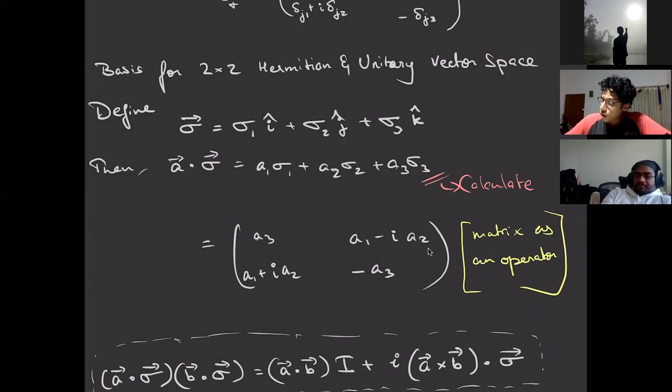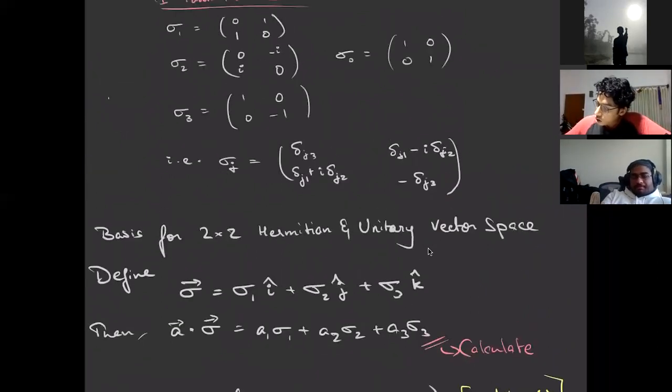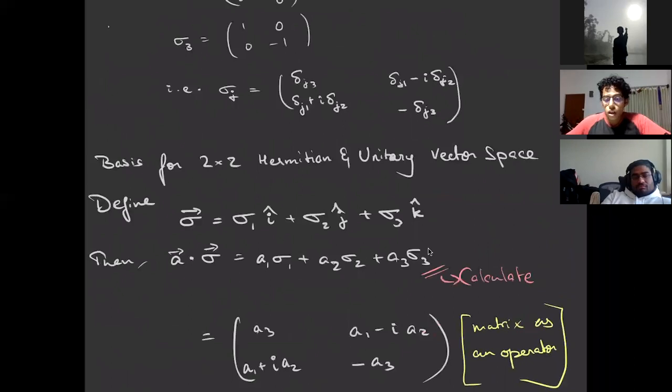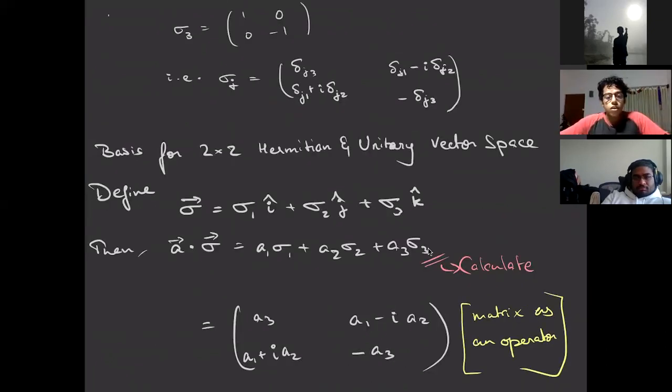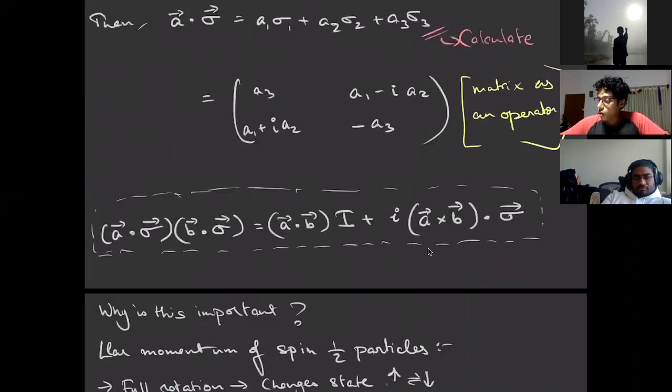So this is an exercise. If you take a dot sigma, right, you end up getting a1 sigma 1 plus a2 sigma 2 plus a3 sigma 3, right? So now when you compute this, it will give you a matrix, where everywhere you go, you have the component of the vector a that gets marked up.